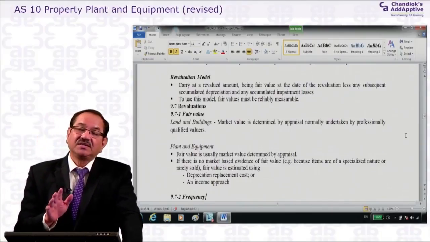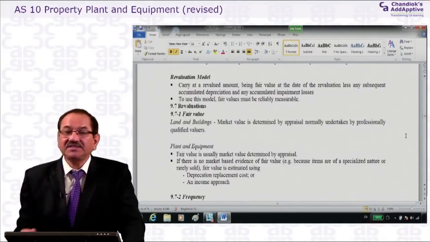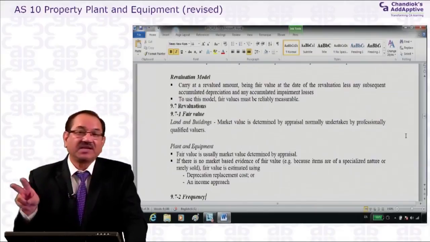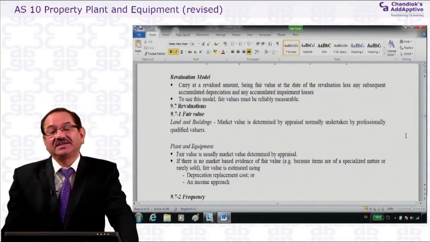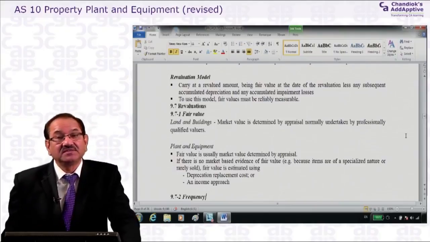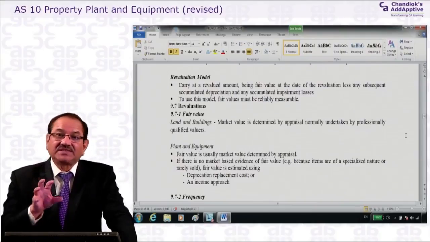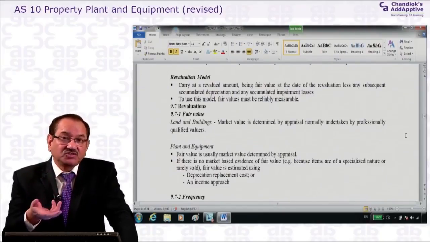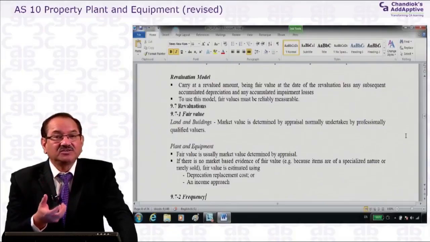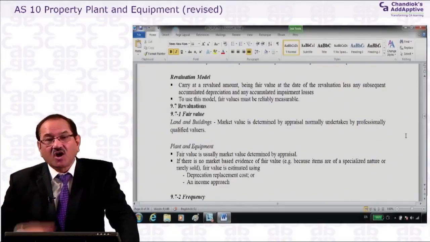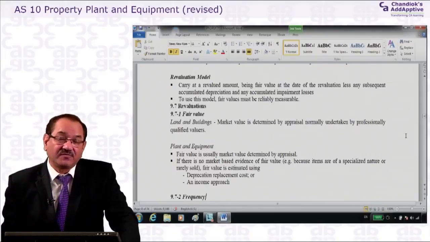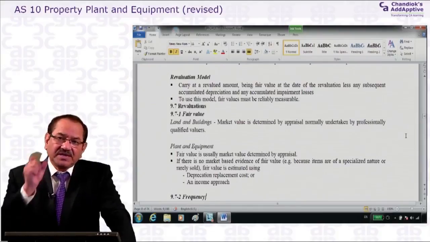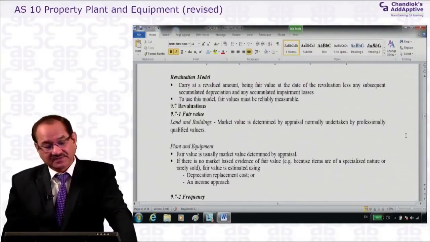So dear student, it's very important. There are 2 methods here, the cost model and the revaluation model, which were not there in the earlier standards which you read in your PCC. So there are 2 methods here and you have to follow one of them. It's a matter of accounting choice, and which accounting policy you should follow is a matter of accounting policy. For that purpose you have Accounting Standard 1 and Accounting Standard 5, which give guidance on how to choose accounting policies. So it's a matter of accounting policy which the management has to decide.